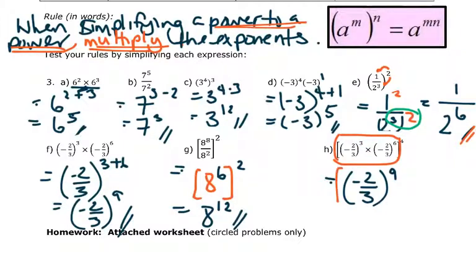And then, don't forget, we've got all to the power of 4. Don't forget about that 4. So now we can deal with the 4 and the 9. We've got 9 to the power of 4. We know what to do with a power to a power. We just multiply. So our base is negative 2 over 3 to the power of 9 times 4, which is 36. And we are done.